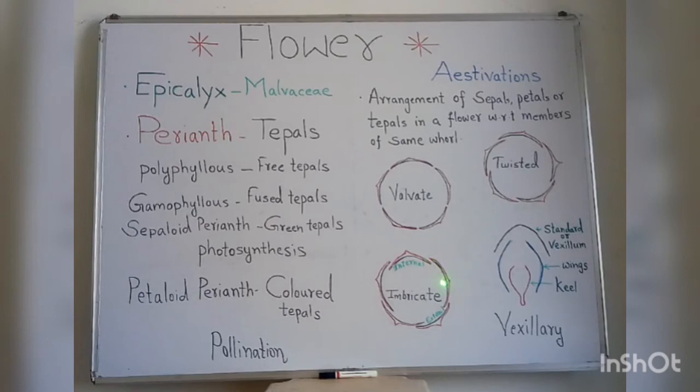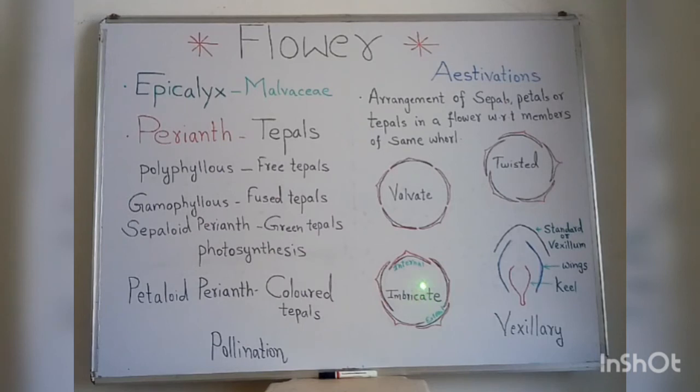So this type of aestivation, in which one of the sepals or petals is completely internal, the second sepal or petal is completely external, and the remaining 3 show overlapping, is called imbricate aestivation. The examples of imbricate aestivation are Cassia, Bauhinia, etc.